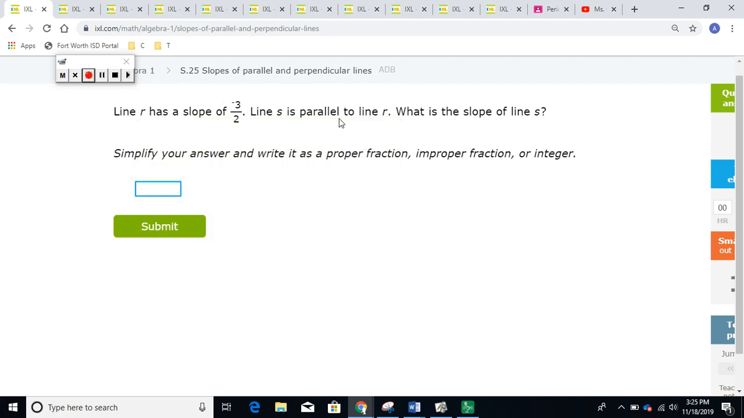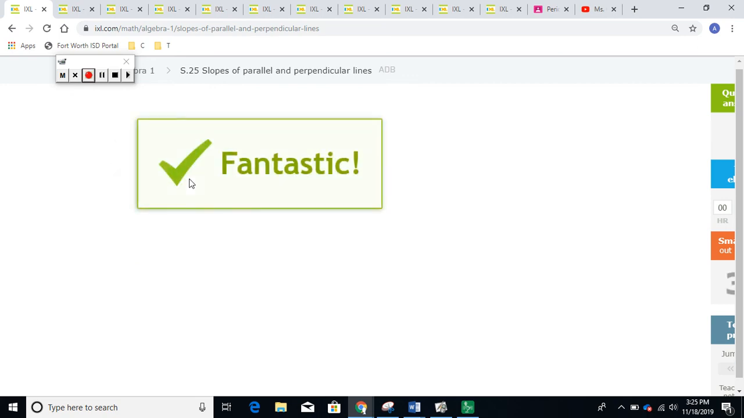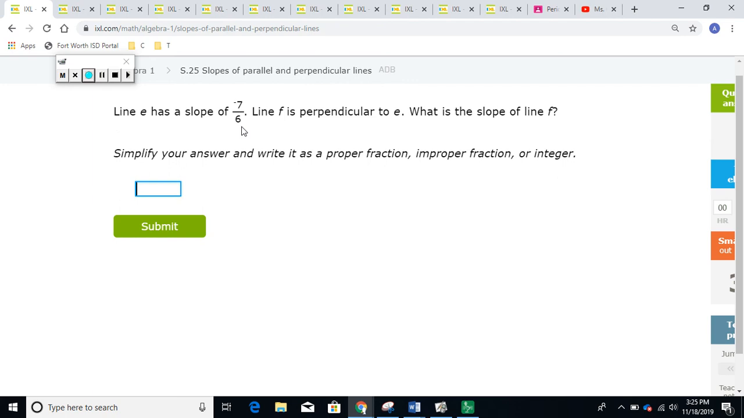Here they want it parallel, so it's the exact same thing. If the slope is negative 3 over 2, then the slope here is also negative 3 over 2. Here I can see the slopes are the exact same, so that would be parallel. Here they're perpendicular, so I flip it and I change the sign. Here it's negative, so this one has to be positive 6 over 7.